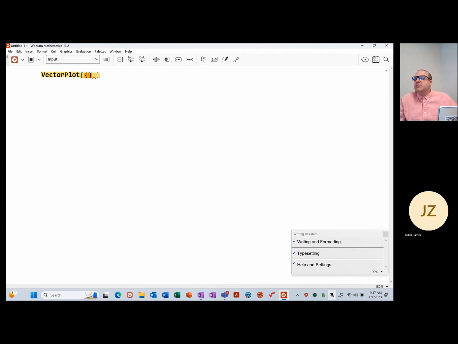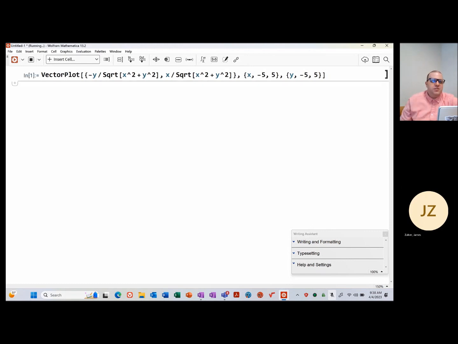Remember when we looked at parametric plot, you had to do each component, right? So we're doing the same thing here. Our first component was negative y divided by square root x squared plus y squared. Then it was what? x over the same thing. This is technically all you need. The rest of it's just options and settings.